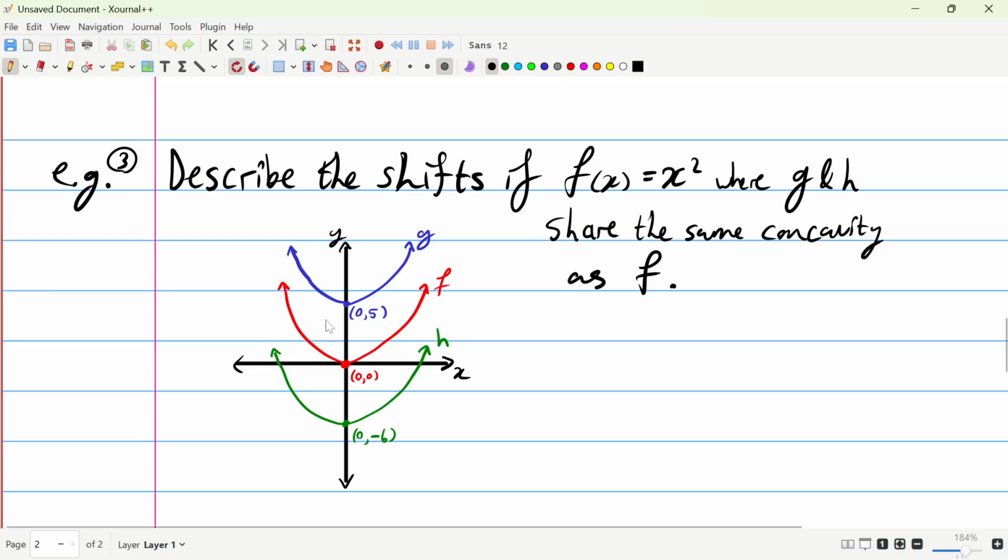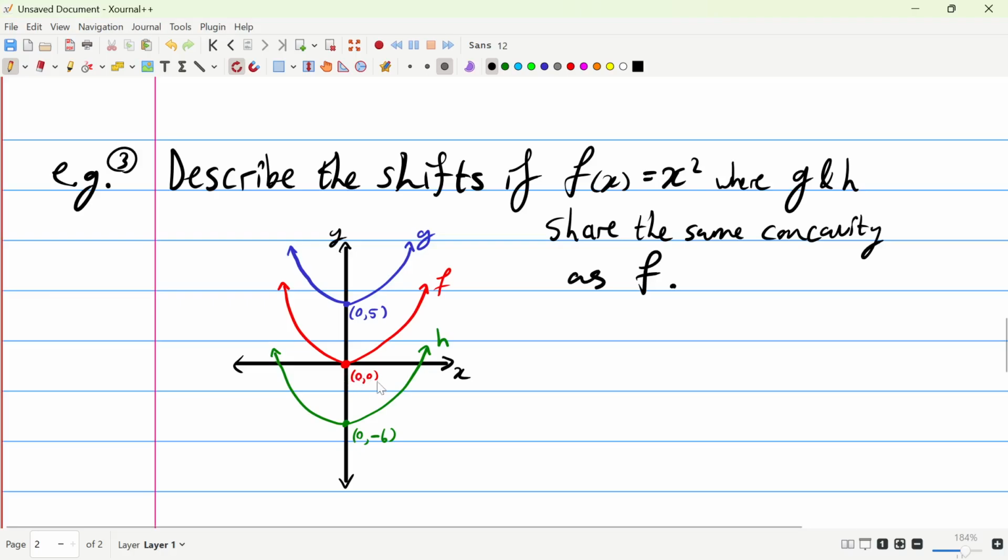Before we analyze the coordinates, we do need to note that it does share the same concavity, meaning the a value throughout all functions is exactly the same. Even though this isn't drawn exactly to scale, we can't deduce whether or not these have the exact same shapes. But because we're told that it has the same concavity, therefore it should have the same shapes. So I hope that makes everyone happy. I almost didn't include this, but I realized, yeah, let's do this.